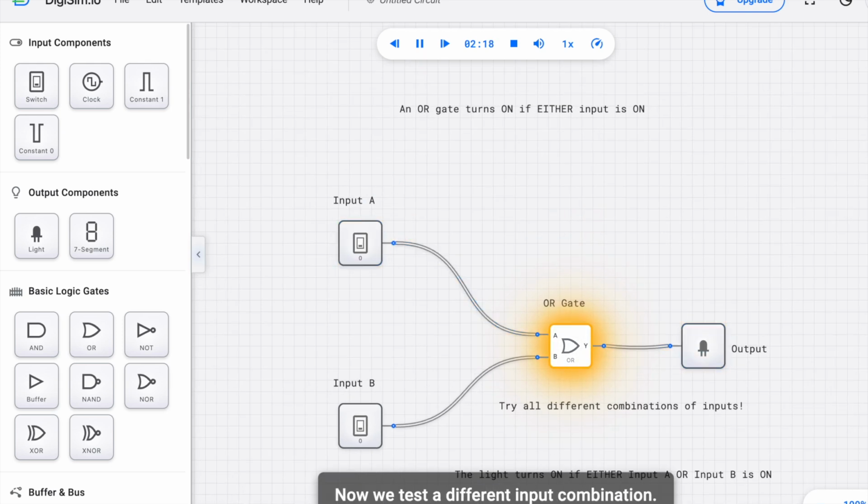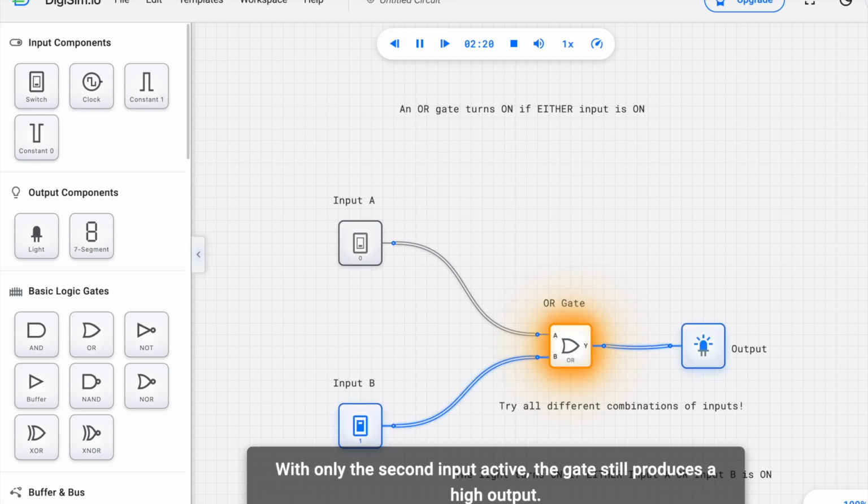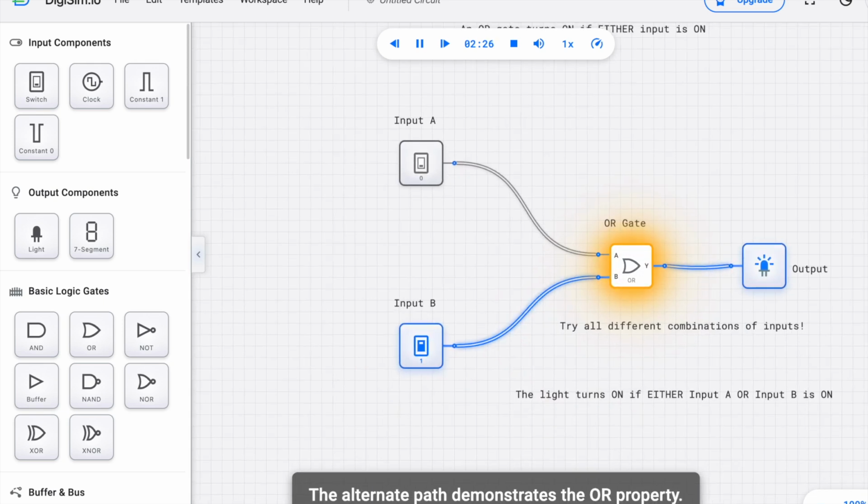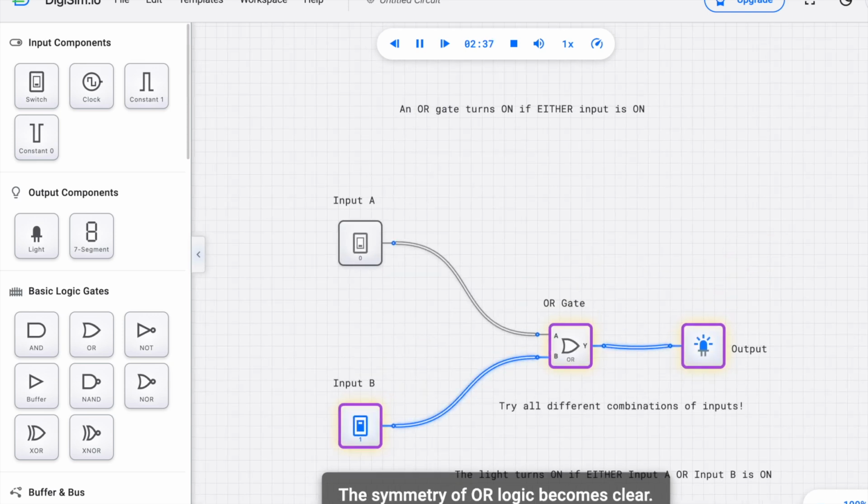Now we test a different input combination. With only the second input active, the gate still produces a high output. The alternate path demonstrates the OR property. Either input alone is sufficient to activate the output. The symmetry of OR logic becomes clear.